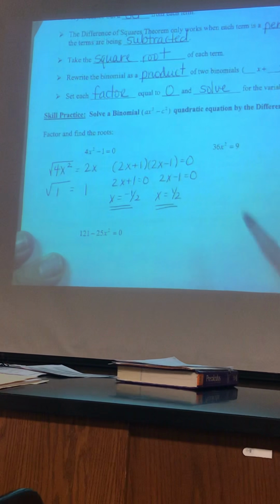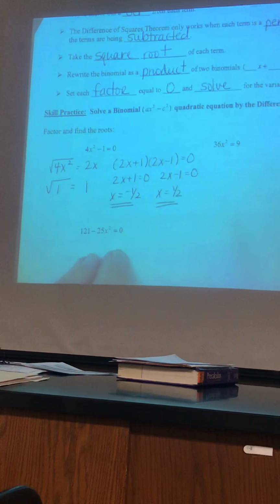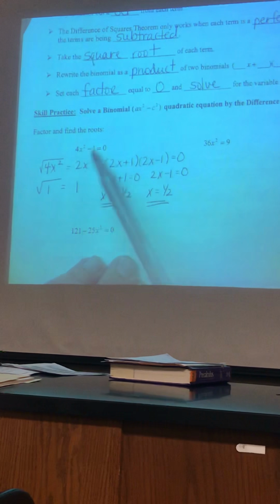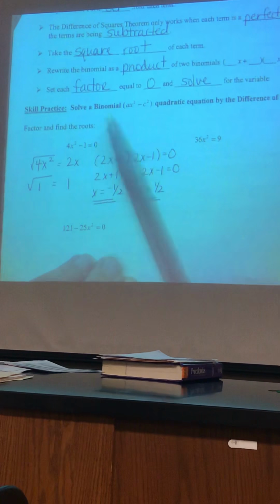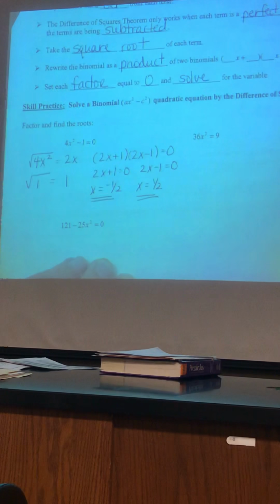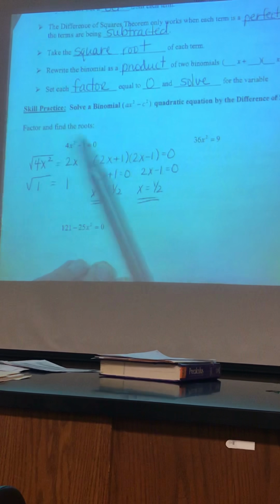The difference of squares only works when it's a binomial, so only two terms. It only works if they're both perfect squares. It only works if you are subtracting.